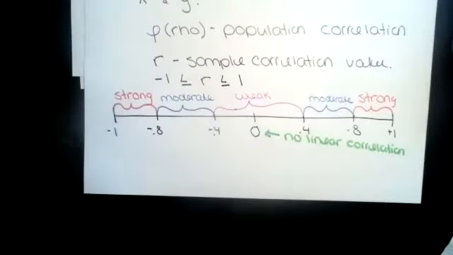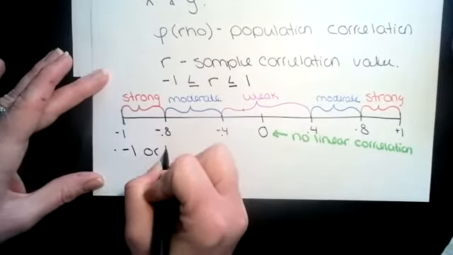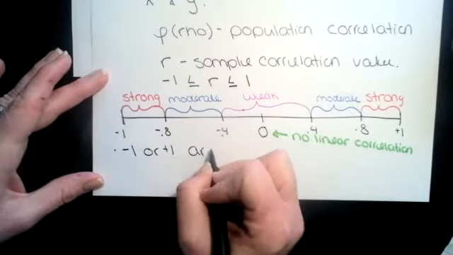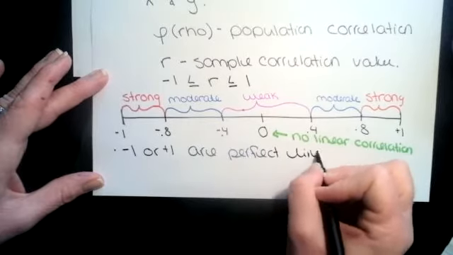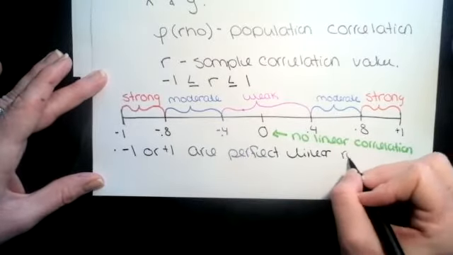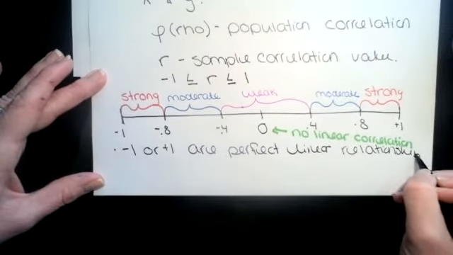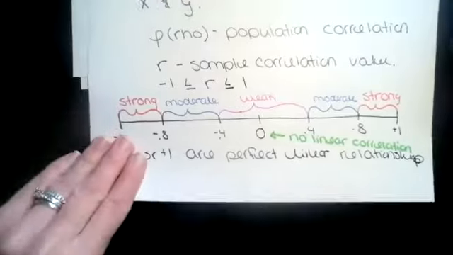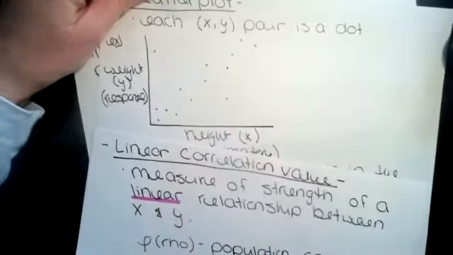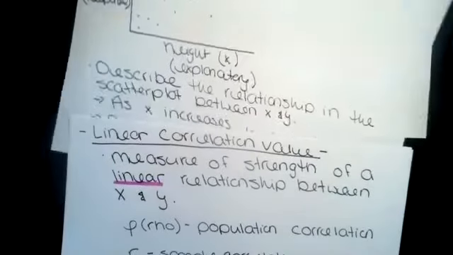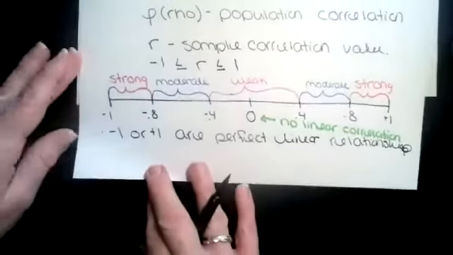Okay, so if we see a correlation that's -1 or +1, these are what we call a perfect linear correlation or relationship. And what that means is if I'm on a graph, it would be a complete straight line. It would mean that all of my points just line up perfectly in a straight line. I could just connect it with a pen, like drawing a line. Okay, that's what that would mean.